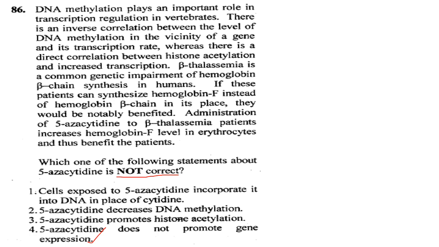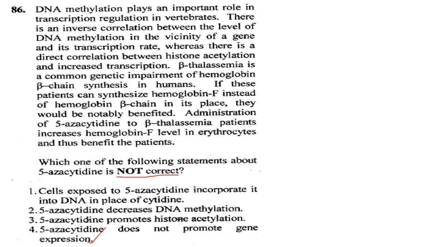Cells exposed to 5-azacytidine incorporate it into DNA in place of cytidine. Now 5-azacytidine is an analog of cytosine, so naturally it will be incorporated in DNA in place of cytidine. 5-azacytidine decreases DNA methylation. Yes, that is why in beta thalassemia patients there is an increased level of hemoglobin F in the erythrocytes, and thus it benefits the patient. So if there is a decrease in DNA methylation, there is an increase in the transcription rate.